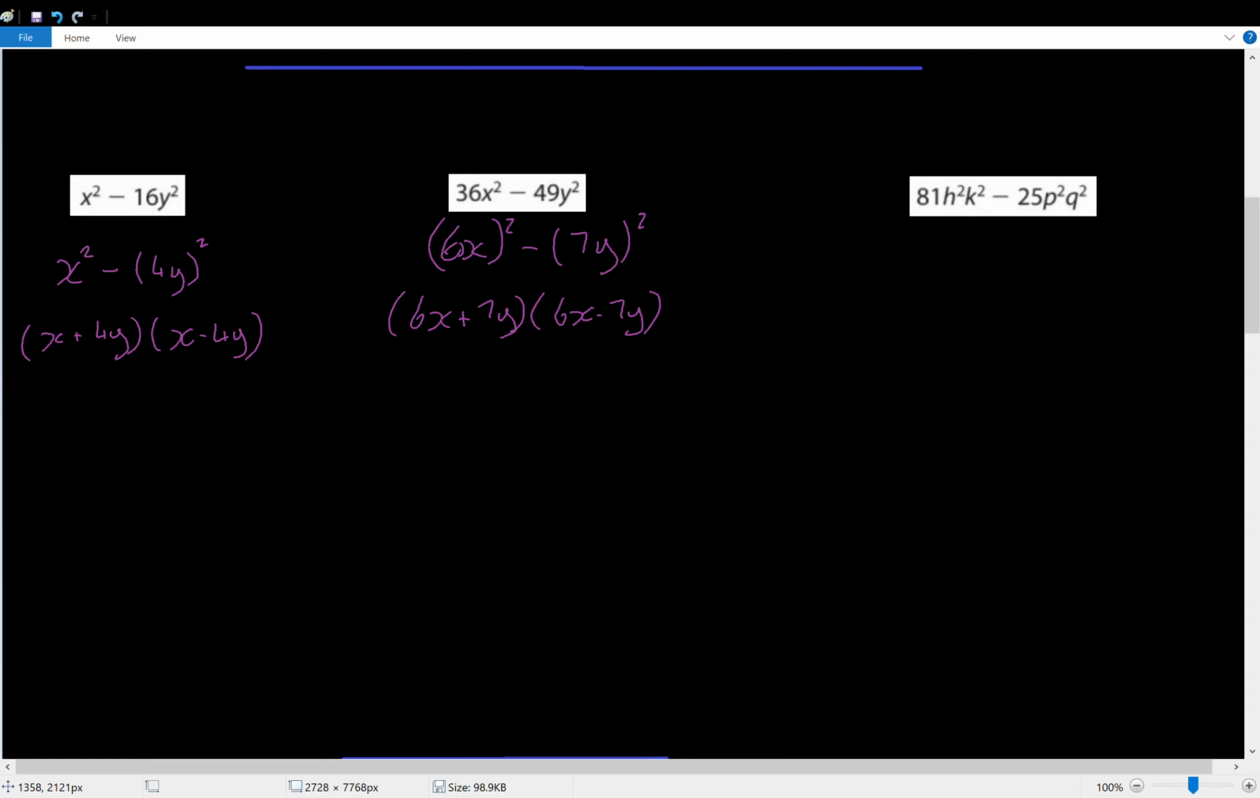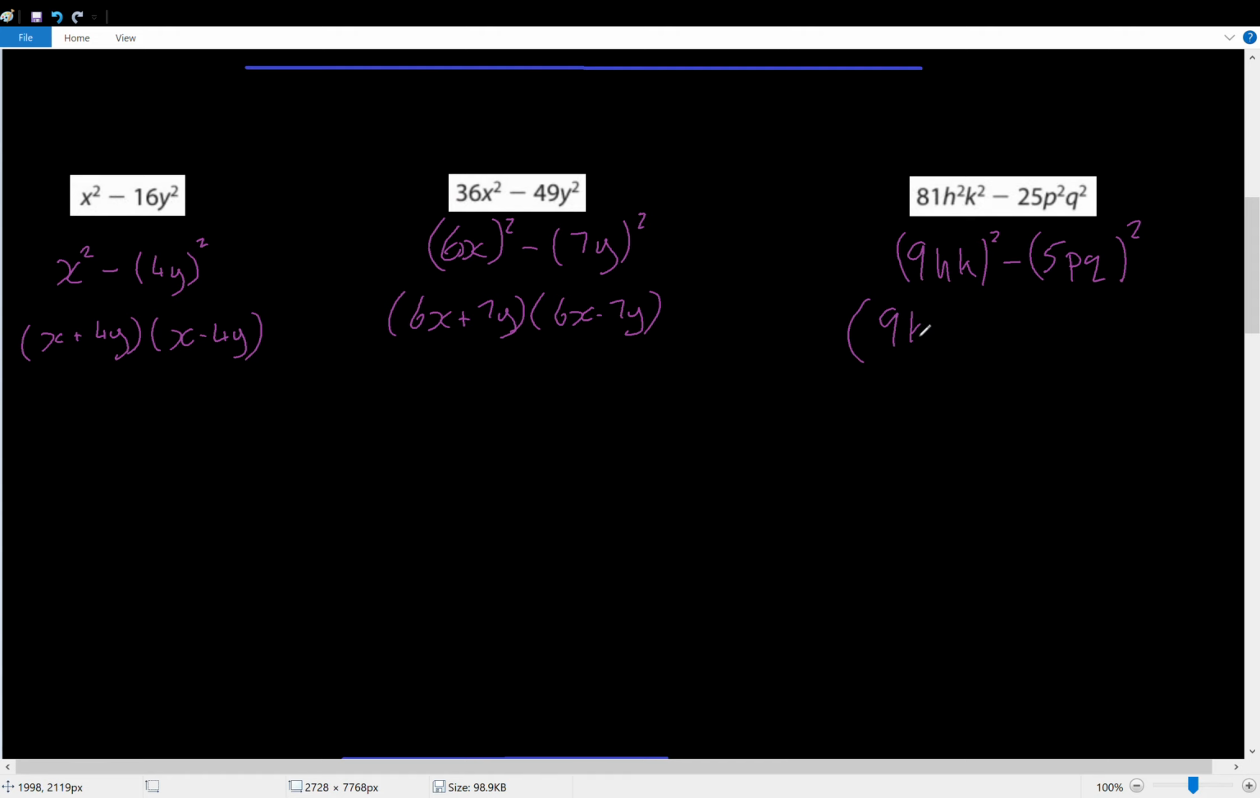Like that. But let's step up complicated even further just to see one of the more difficult ones. In this one, we've got 2 letters in each expression and a number attached to both. So this is going to get a bit more complicated again. From our first one, we have 81h squared k squared. Well, 81 is 9 squared, and then we can write that as 9hk all squared. That's going to be minus, and then 25 is 5 squared, so we could rewrite 25p squared q squared as 5pq all squared. And then from here we'd follow the exact same rules as before.